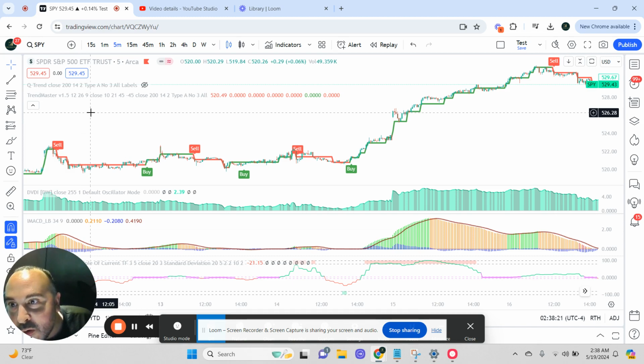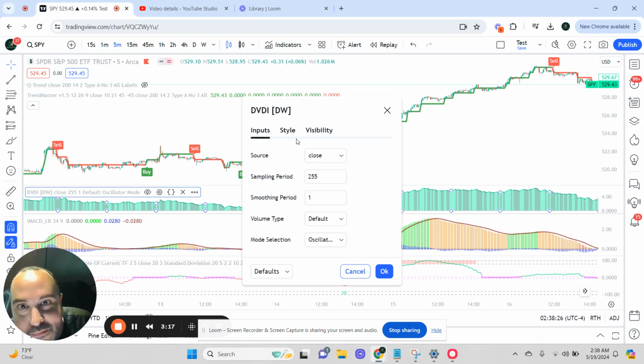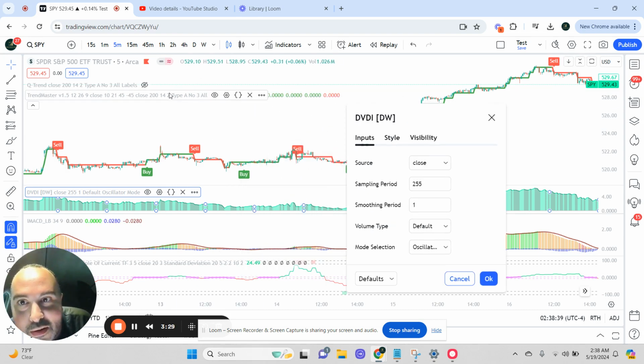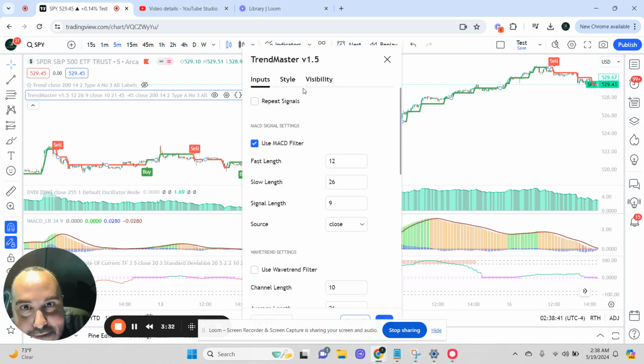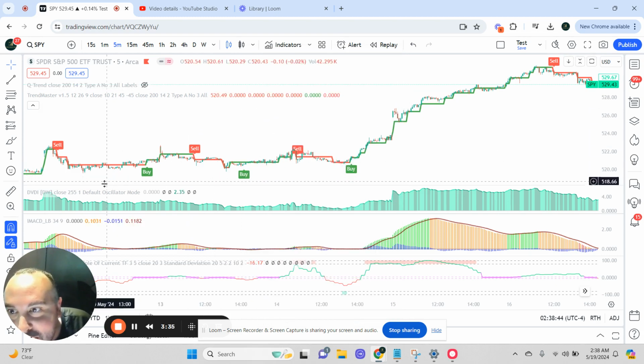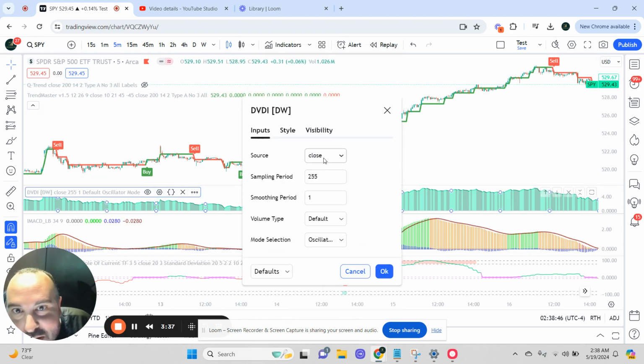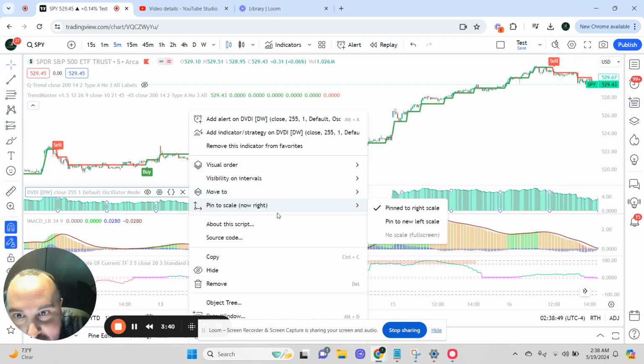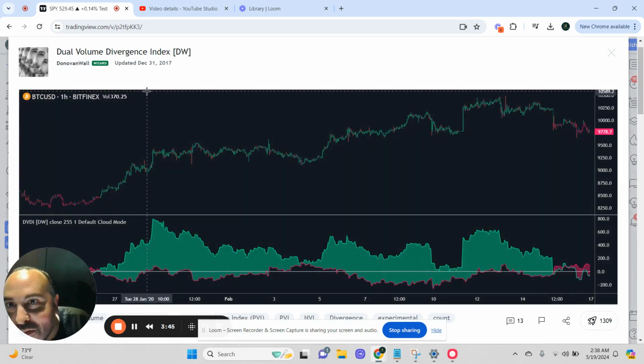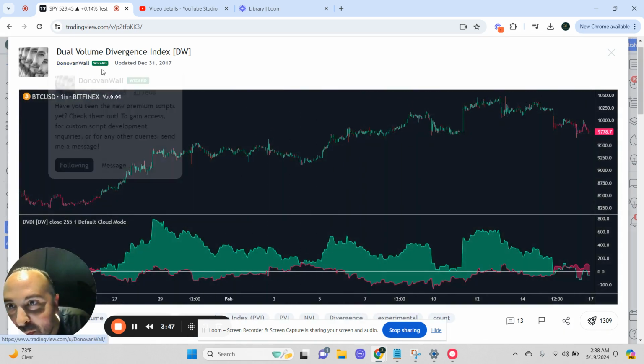So the first indicator we're looking at, I always forget the name of this, but hang on, let me find it for you. Let me pull it up here. That's my indicator, I don't want that. I think it's like divergence. Here, let's pull up the script. Dual Volume Divergence Index. So this is by Donovan Wall.